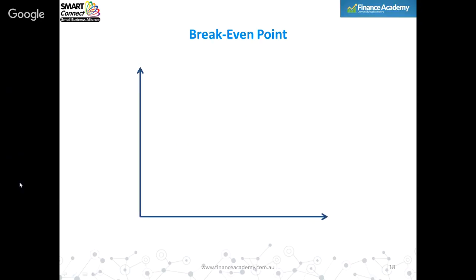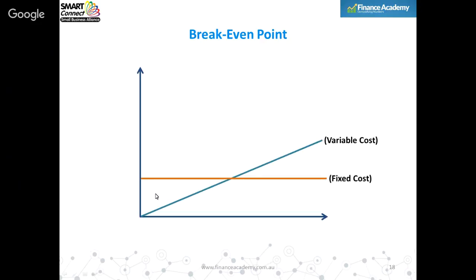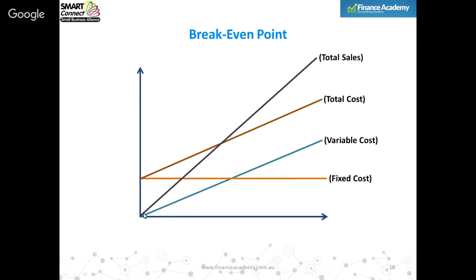Now, let us understand it through a graph. Break even point. We have variable cost, which varies every time sales increases. We have fixed cost. It is fixed. That is why it is horizontal. Now, variable cost plus fixed cost gives us total cost. Let us imagine this curve to be total sales.